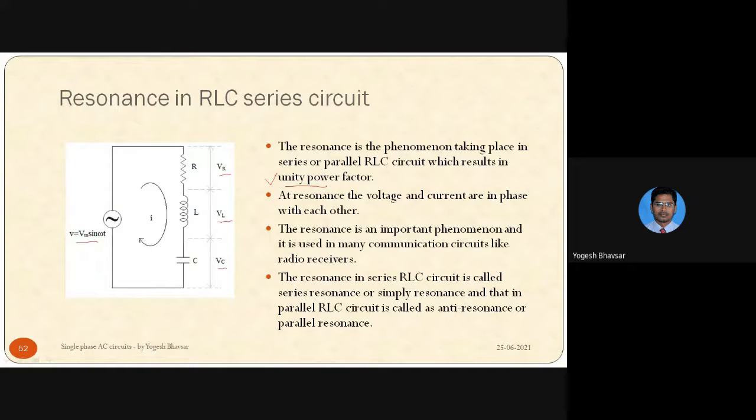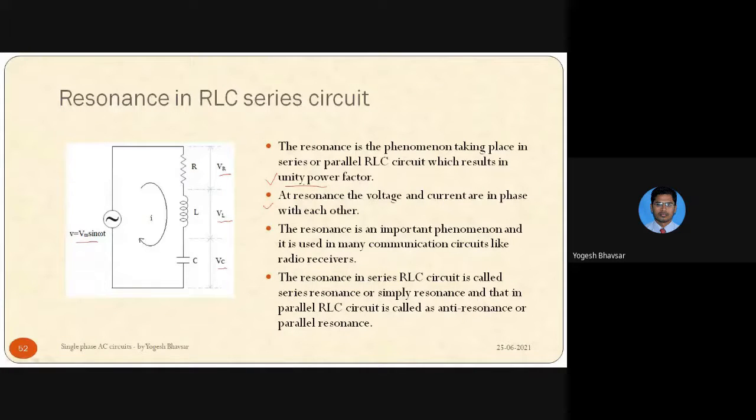Unity power factor comes in a series RLC circuit whenever XL is equal to XC. This condition we have already seen in detail. This condition is nothing but the resonance condition. At resonance, the voltage and current are in phase with each other. As it becomes a unity power factor circuit, it becomes a resistive circuit, and we know that for a resistive circuit, voltages and currents are in phase with each other. We also know the phasor diagram for it.